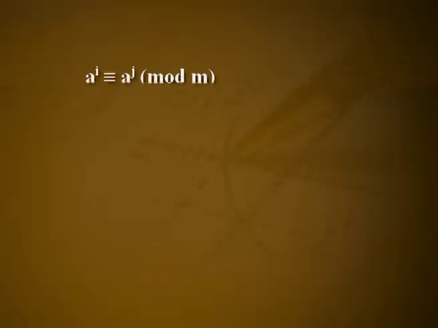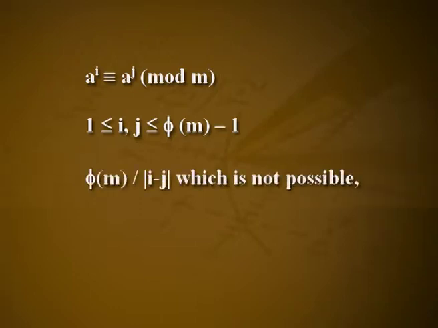Since if a raised to i is congruent to a raised to j mod m, 1 less than or equal to i, j less than or equal to phi of m minus 1, then phi of m divides modulus of i minus j, which is not possible since i minus j is less than phi of m. Let r be an integer coprime to m. We must show r is congruent to a raised to h for some h, 1 less than or equal to h less than or equal to phi of m minus 1.